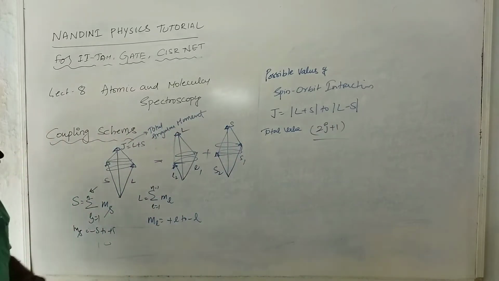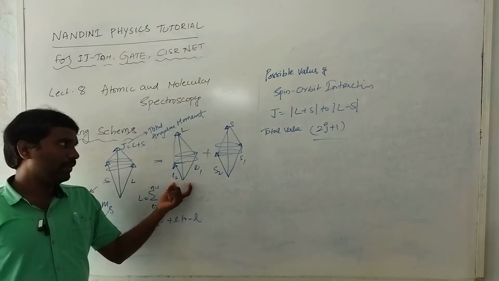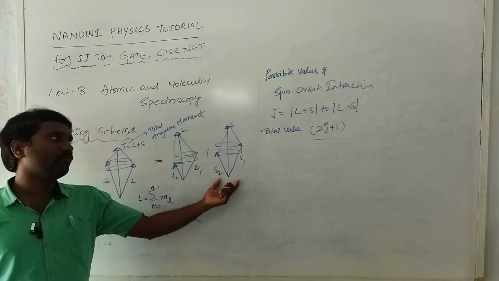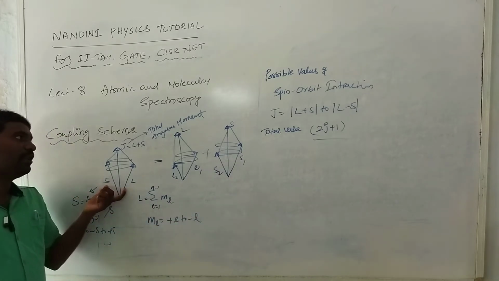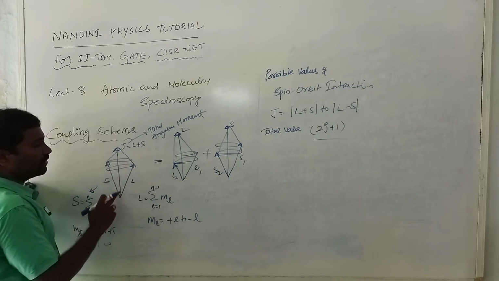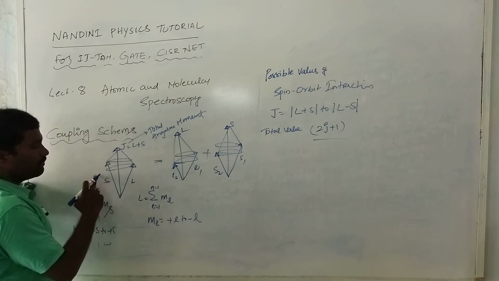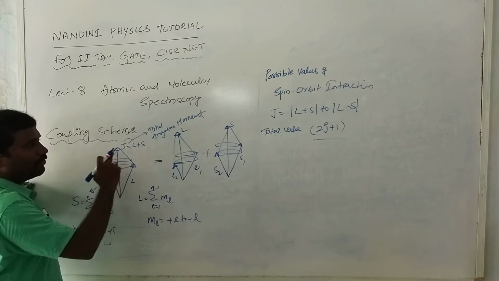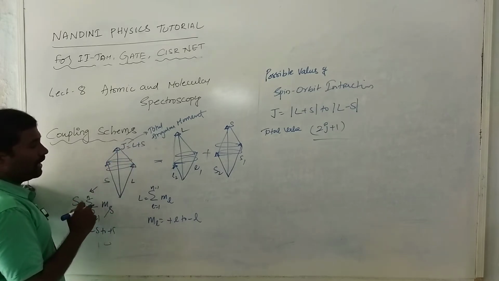Finally, the interaction of one orbital angular momentum plus one spin angular momentum will give the spin-orbit interaction, because the total orbital angular momentum precesses about the principal axis, and the spin angular momentum also precesses about the principal axis, and they combine to form J is equal to L plus S.